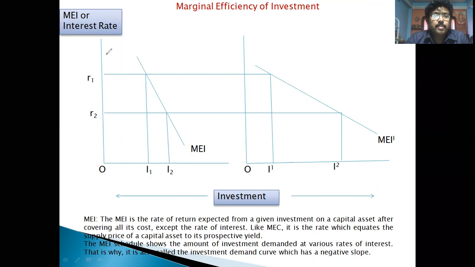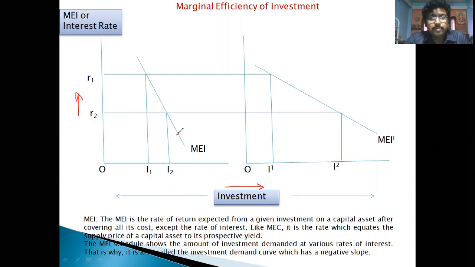So look at my picture. Here along the vertical axis, we measure the MEI or the interest rate, and along the horizontal axis, we measure the investment. This is the MEI curve.